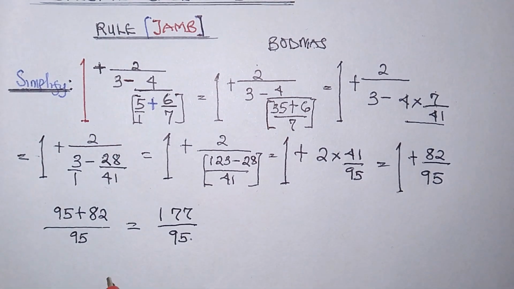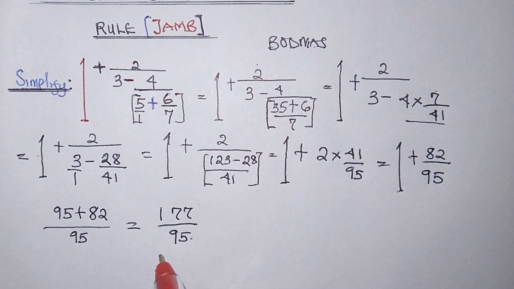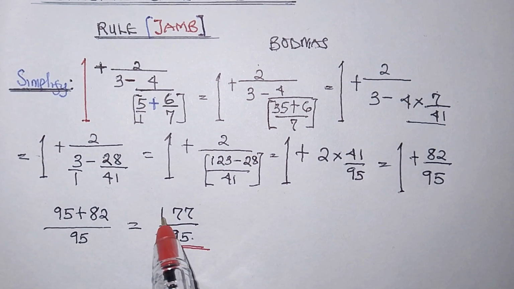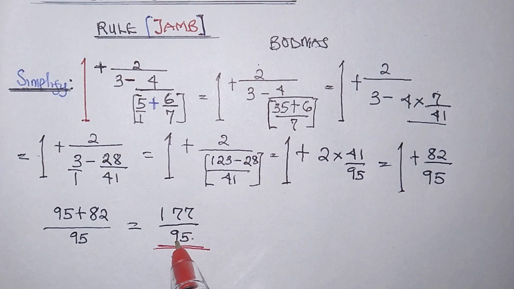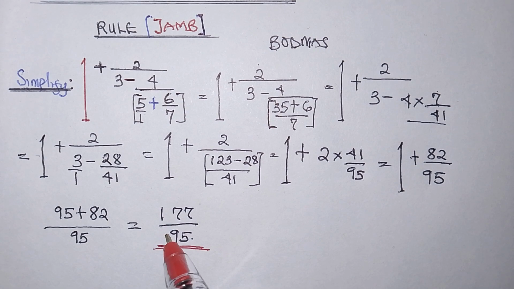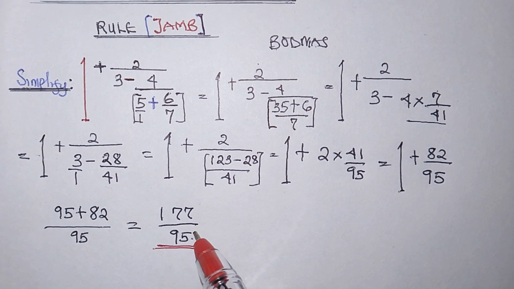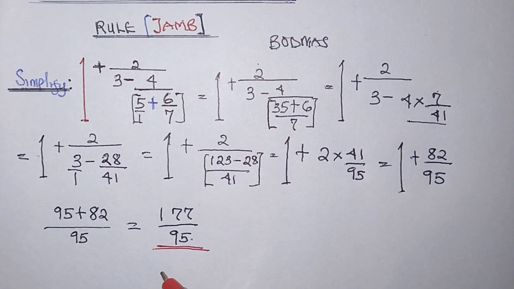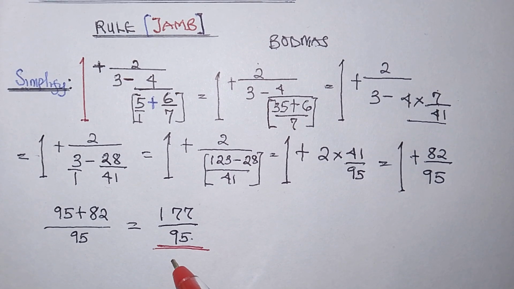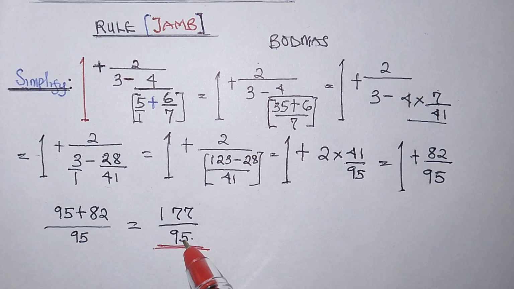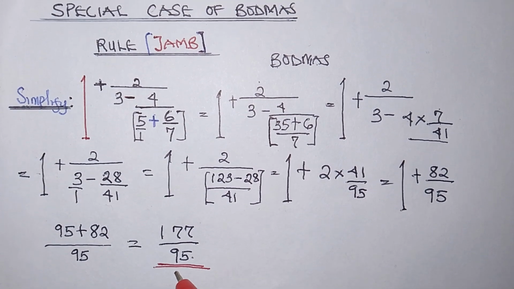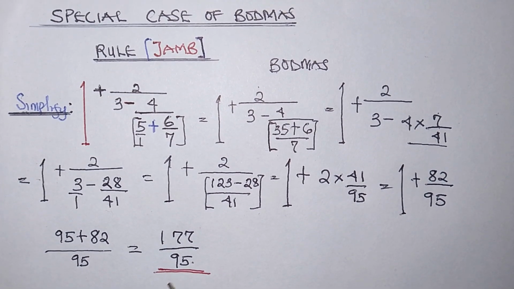Therefore, the final solution of this problem, the simplification of this fractional problem here, which is a special case of the application of the BODMAS rule, becomes 177 divided by 95. We can still continue by converting this improper fraction into a mixed fraction. But for those who are writing JAMB, we know that this can also be kept in this way, or we continue by simplifying it into a mixed fraction.